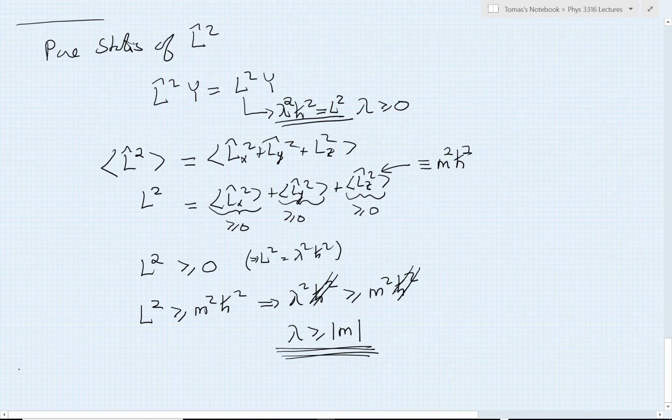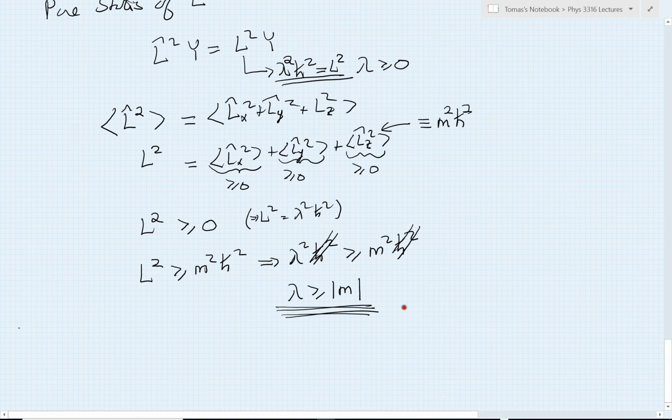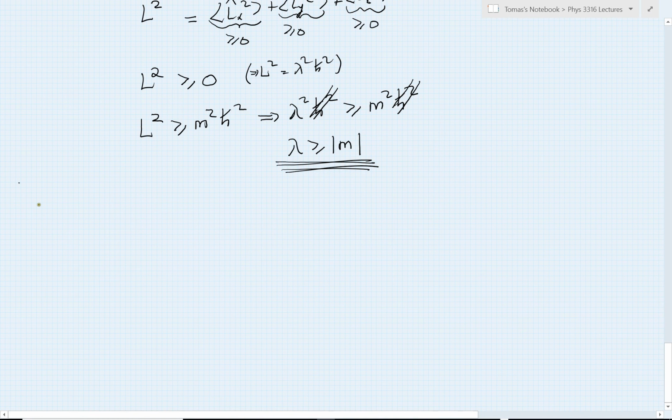Now that we have this basic handle on the situation and our operators, it's time to see if we can solve, using all of this operator algebra we've been building up, for what the pure states of L squared are going to be. And our inspiration for doing this is to follow very closely the approach we had developed with the simple harmonic oscillator. There's a very interesting parallel.